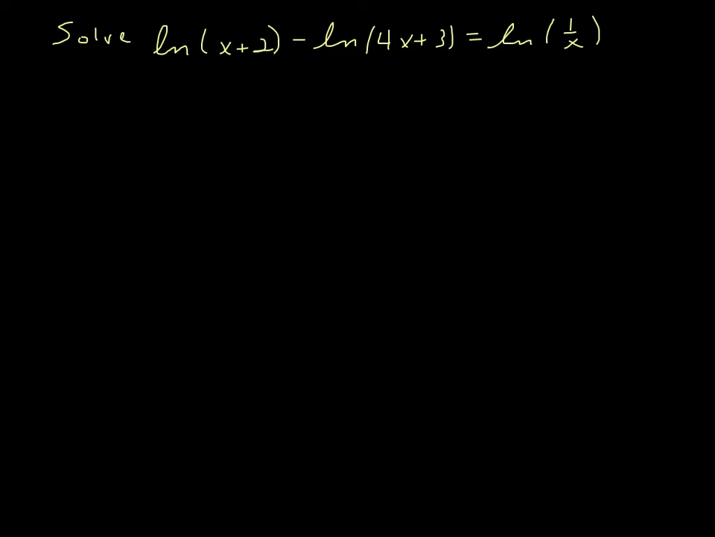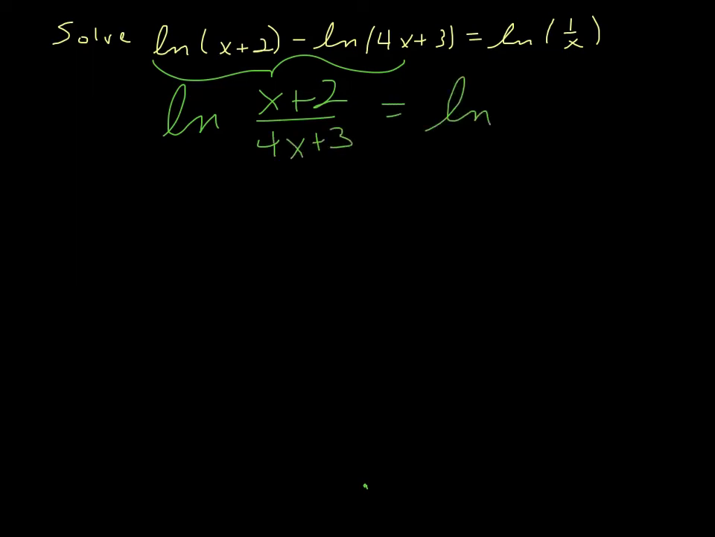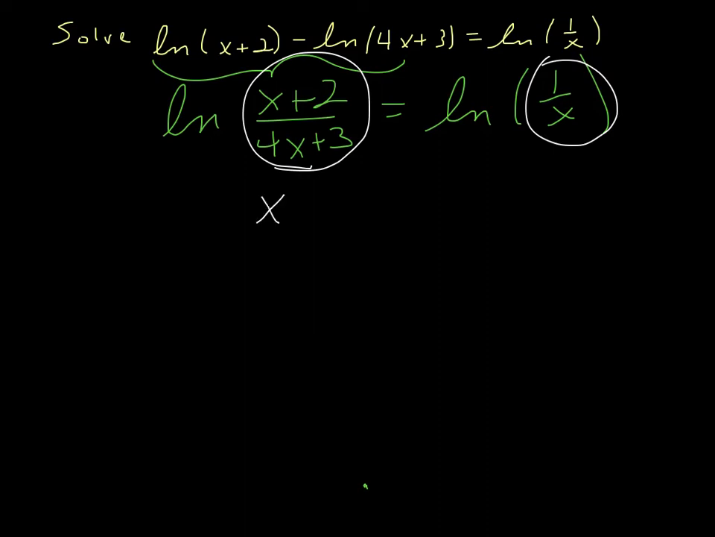Alright, so the first thing we talked about is we need to isolate the logarithms, which means I need to try to combine those two. Well, it's a subtraction. We can do subtraction, that's just the quotient rule. So natural log of (x plus 2) divided by (4x plus 3) equals natural log of 1 over x. Okay? So now I have two natural logs that are equal. If I have two logs that are equal, then whatever it is that I happen to be taking the logs of, those things have to be equal.